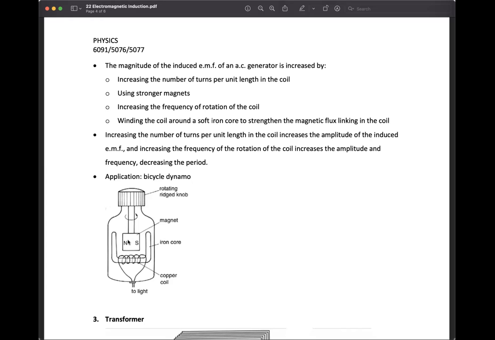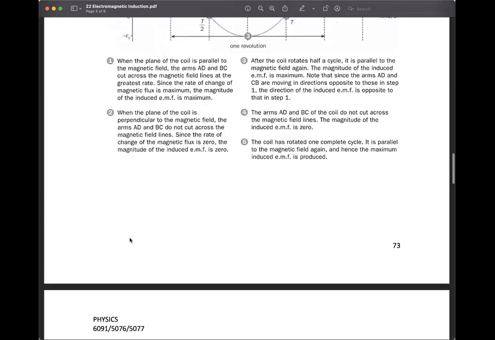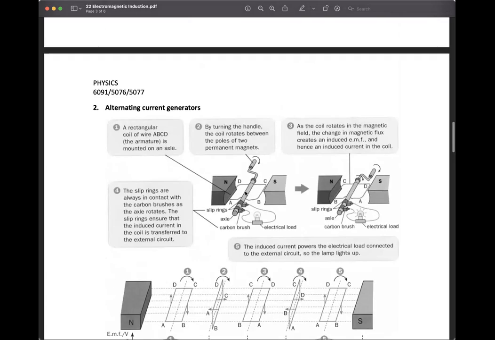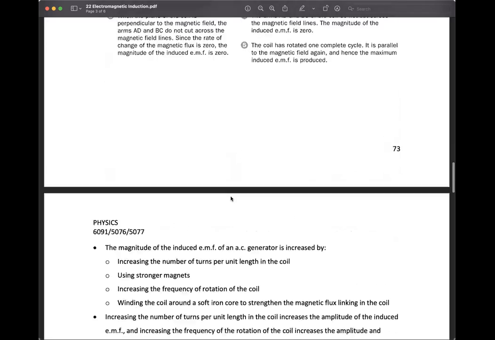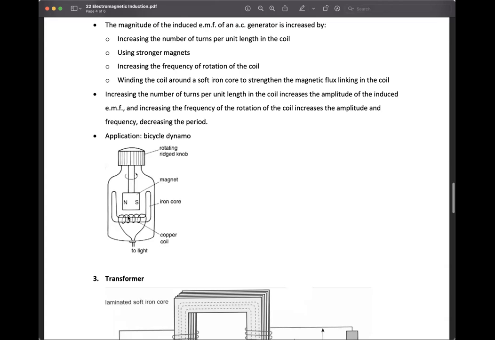When you turn the magnet, the magnetic field will keep on changing. When it keeps on changing, you induce EMF in your copper coil, and therefore current will be produced, and therefore you light up the bicycle light. So this is another example where you turn the magnet and not the coil. In the earlier case, you turn the coil and the magnet is stationary. In this example, you turn the magnet, and the current is produced in the same way.